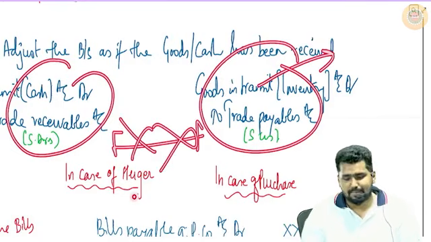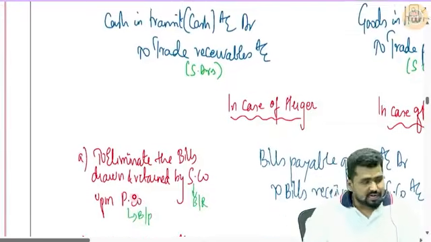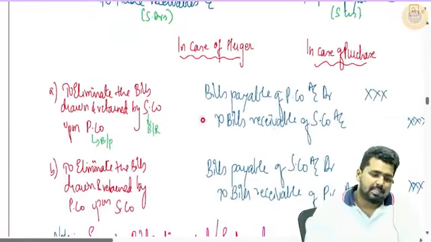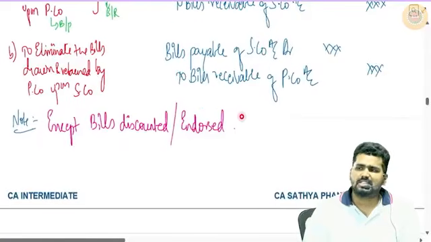Clear? Elimination should happen after 3 or 4 entries. Same is the case for bills payable and bills receivable also. Mutual owing should be eliminated. Clear? Bills payable account debit to bills receivable, it can be anything.